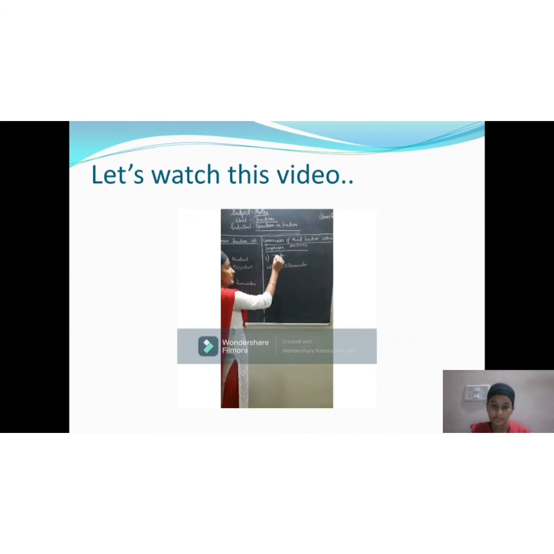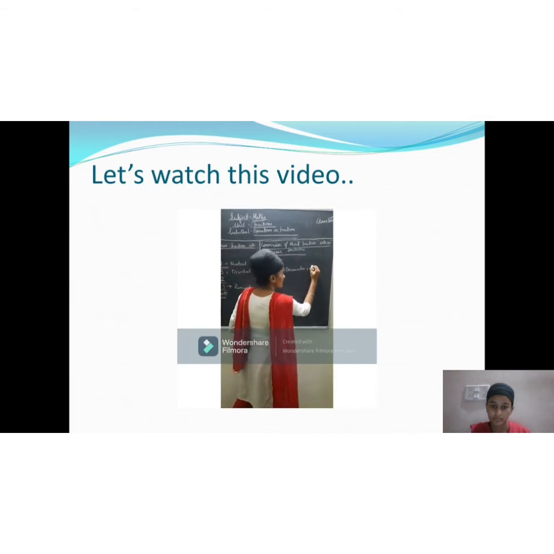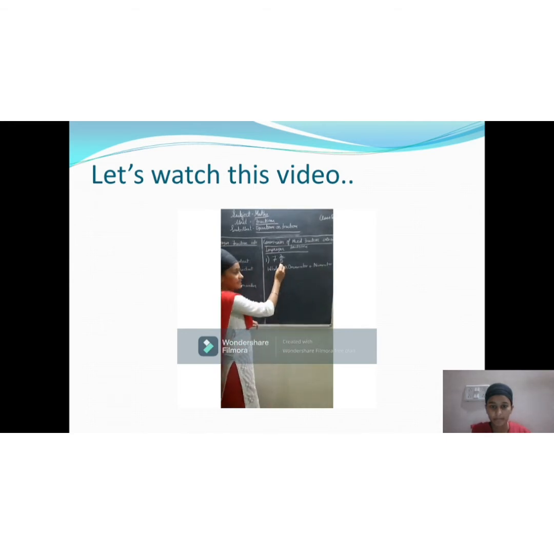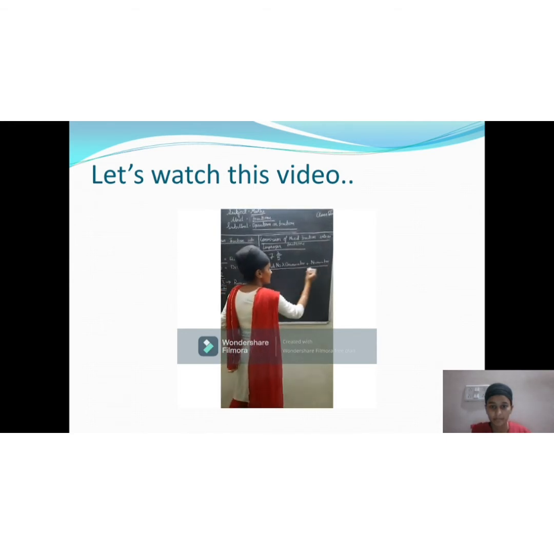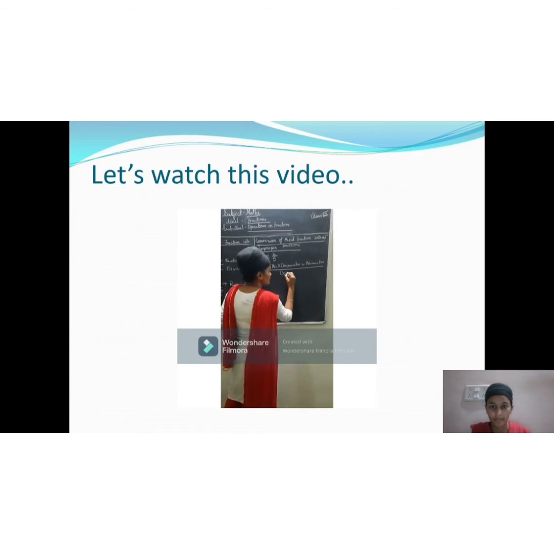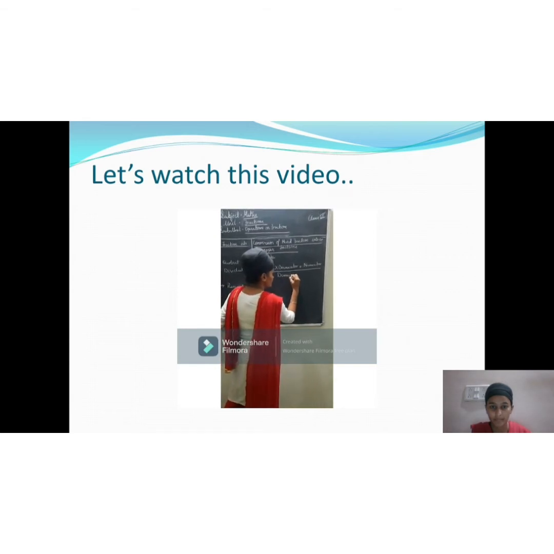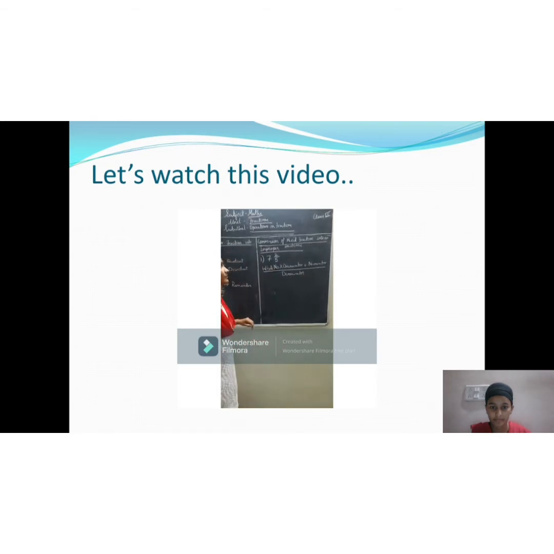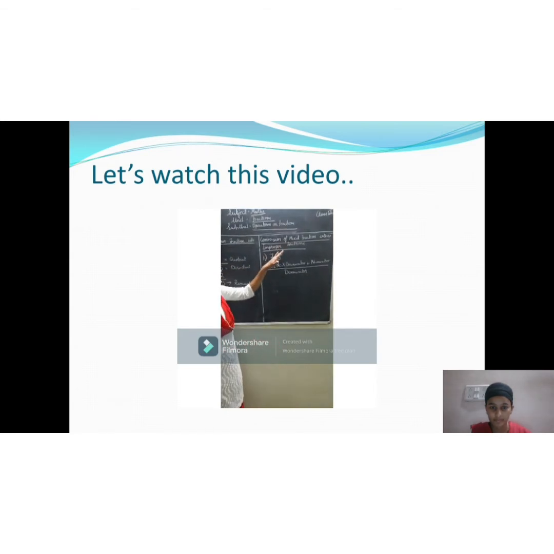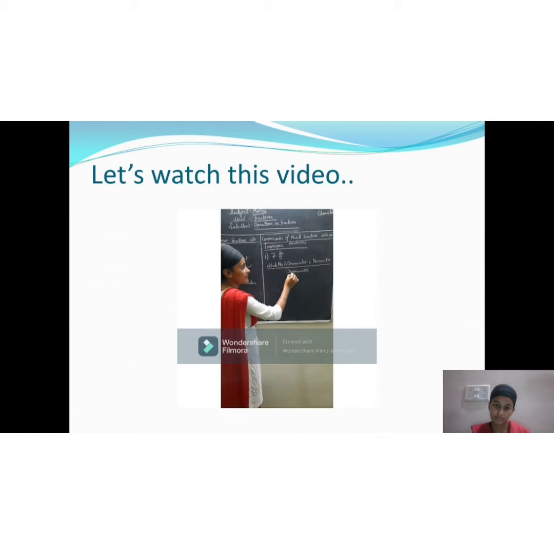Okay, this will be multiplied by this plus the numerator. Now the denominator you will write as it is, so upon the denominator. This is the way you will convert a mixed fraction into an improper fraction. Remember, whole number into the denominator plus the numerator upon the denominator.